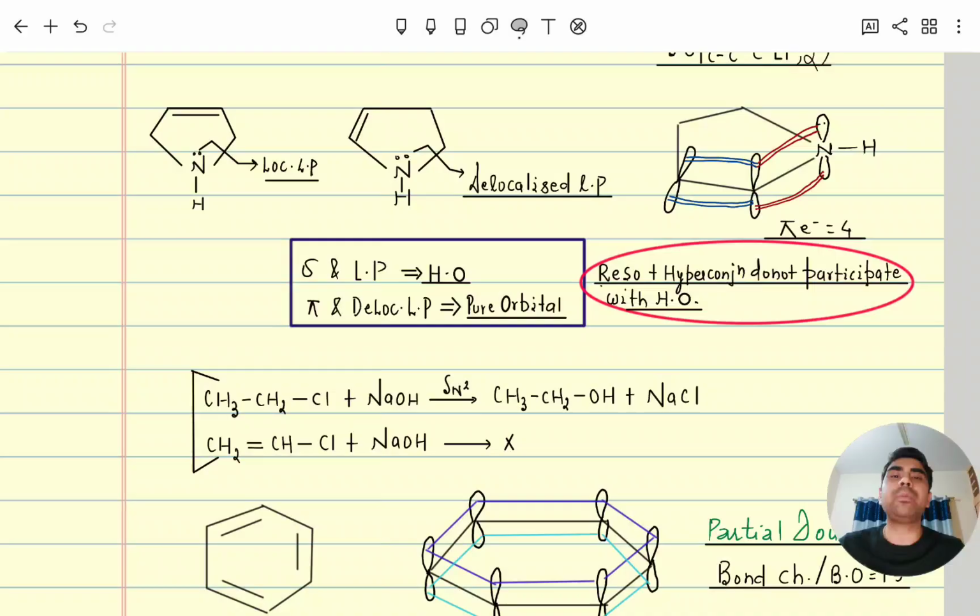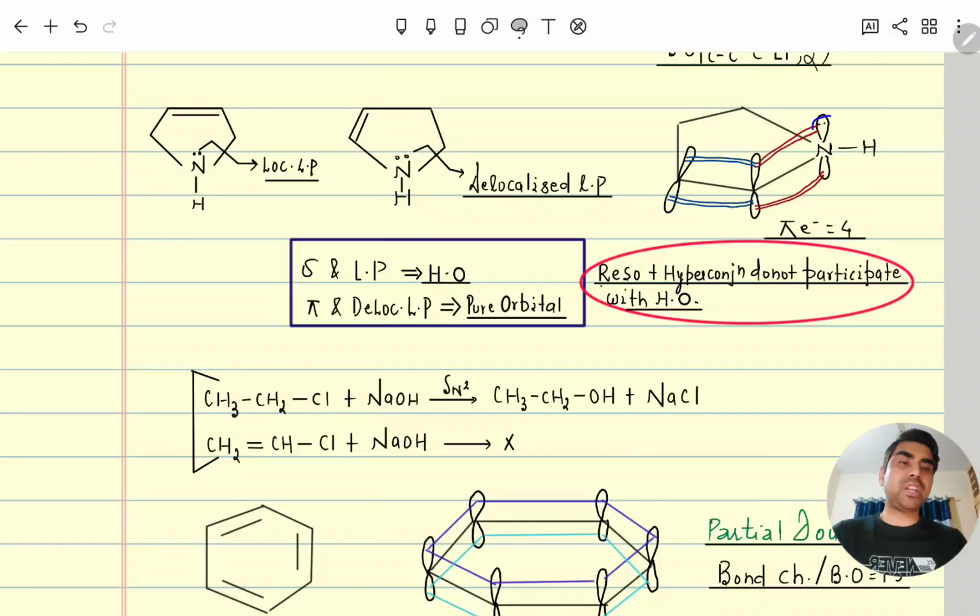They will degrade their hybridization, they will come into pure p orbital in that same plane, and they will get delocalized. So here, the hybridization of nitrogen was sp3 before, but now it became sp2, and one pure p orbital has this lone pair. That means the delocalized lone pair is not present in hybridization. So in that pure p orbital, the pi bond and delocalized lone pairs are present.